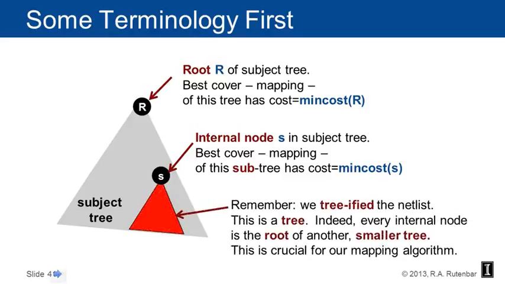And let's just remember that we treeified the netlist. So what is S? S is an internal node of the subject tree, but S is also the root of another tree, a little orange tree that I've drawn there, a smaller tree. And this fact that every node in the subject tree is the root of another tree is why this whole algorithm works as a very pretty recursive kind of computation.